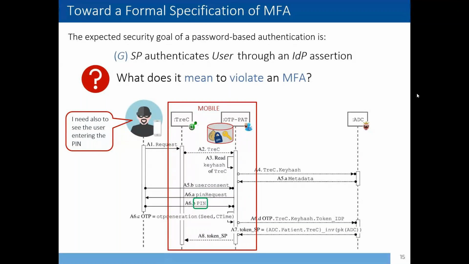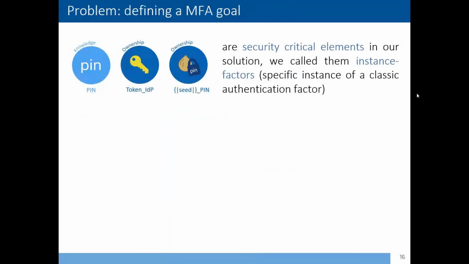However, the authentication goal is not violated because the mobile thief still needs to know the PIN value to perform the authentication. So in the case of Tracee, the PIN, the token, and the seed are security critical elements, and being specific instances of a classical authentication factor, we call them instance factors.